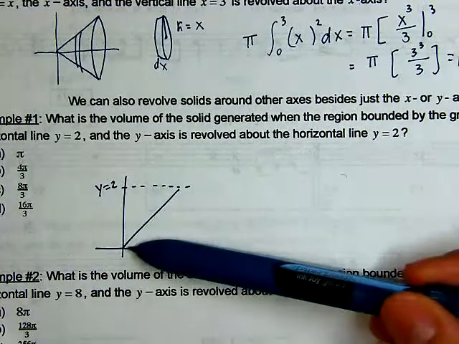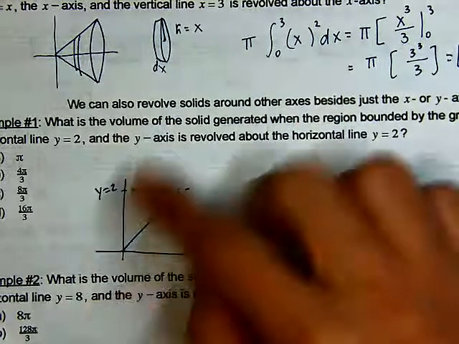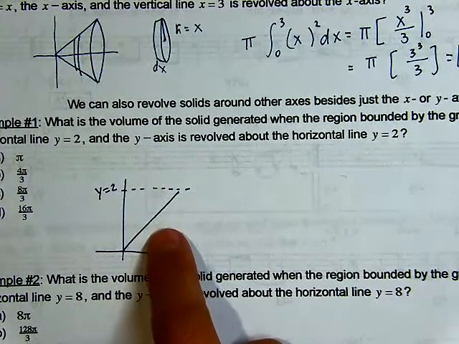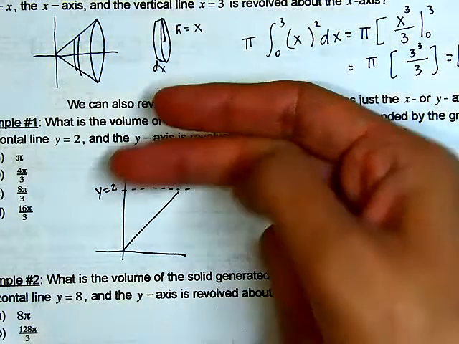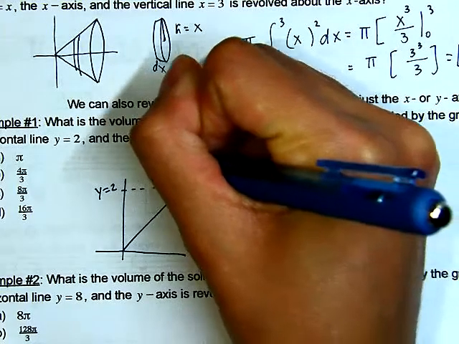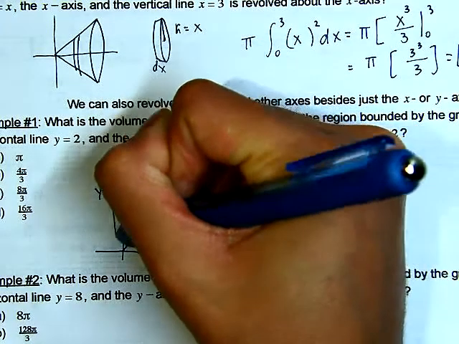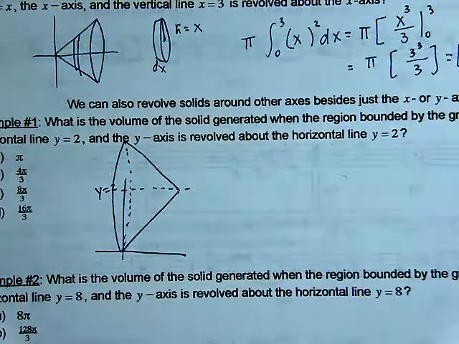And this time I am revolving it around this line. So in the past, when I've revolved it around the x-axis, you can imagine taking this, going around very similar to our previous example. Here, we want to revolve it now around the y equals 2 axis. So if you imagine, the shape of my solid now looks something like this.